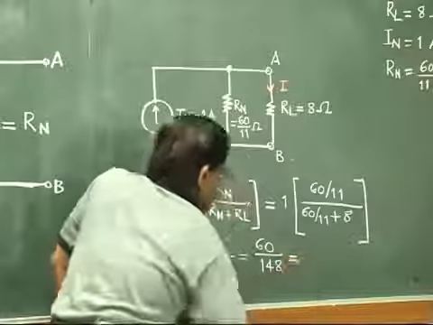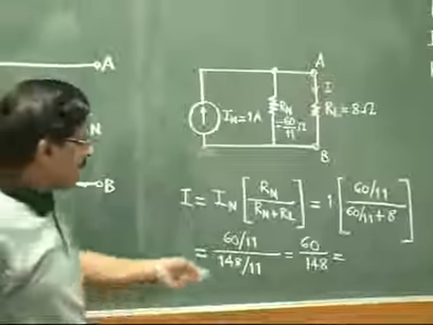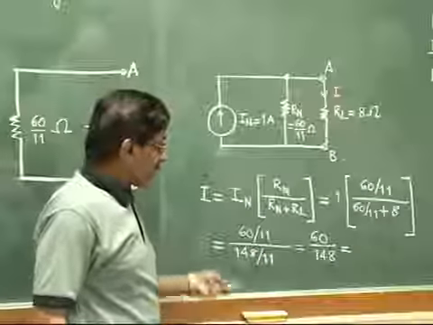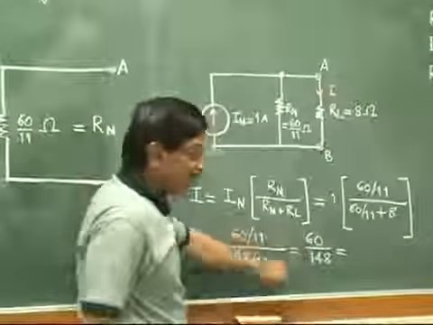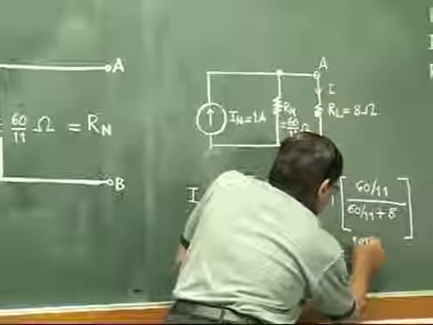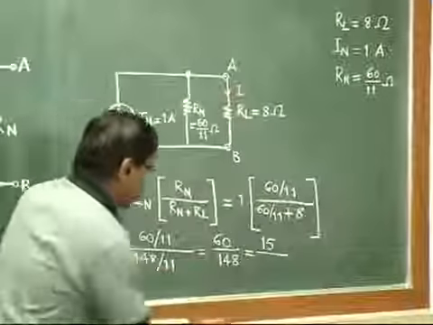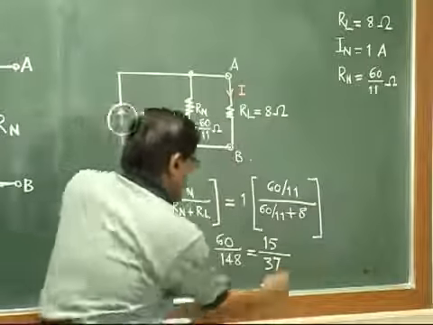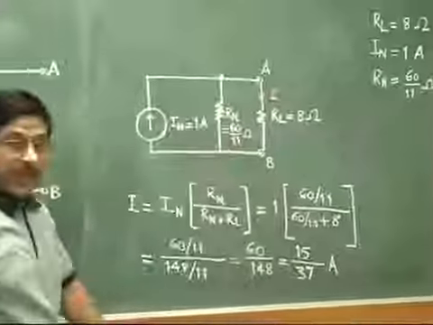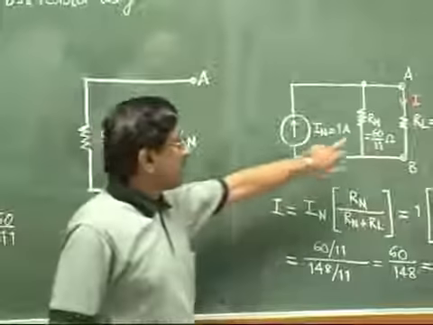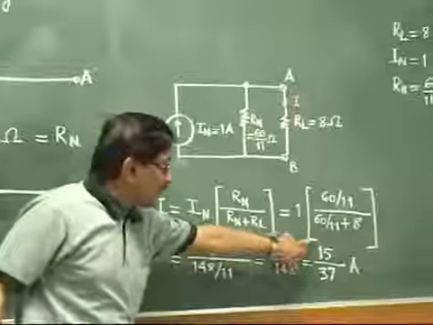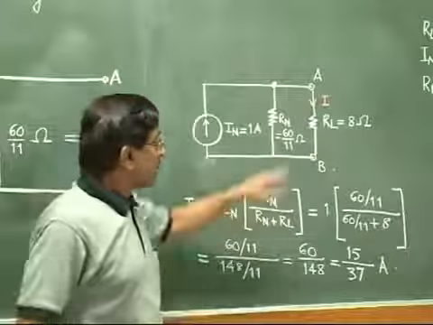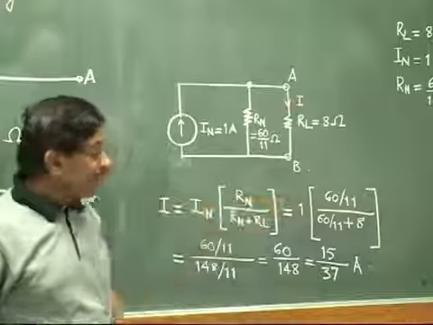If we just make it simpler, we can divide both numerator and denominator by a common factor, say 4. So if we divide 60 by 4, it will be 15, and in the denominator it will be 37. Okay, so this is the final answer. The current in the given load resistor must be equal to 15 by 37 ampere, and also we have proved that this current must be flowing from points A to B in the given circuit.